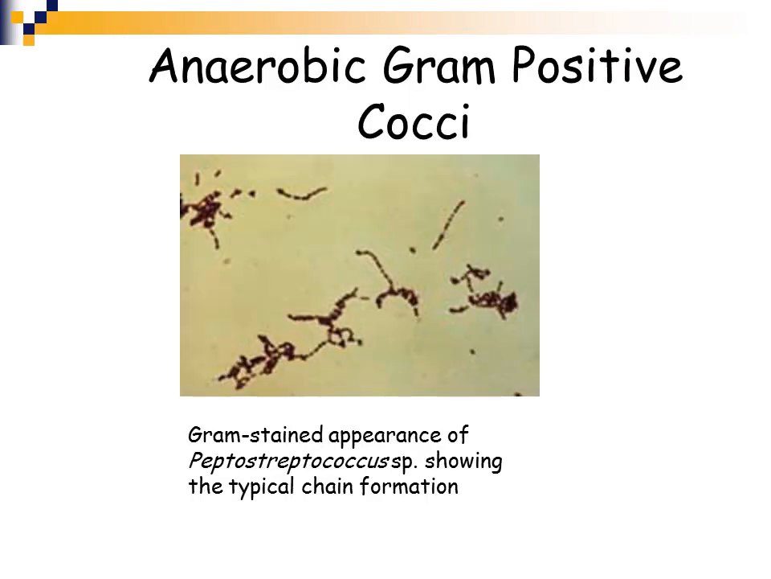So here is a gram stain of Peptostreptococcus, and like your Streptococcus organisms that we talked about a long time ago, these are gram-positive cocci that tend to chain together, so that chain formation.